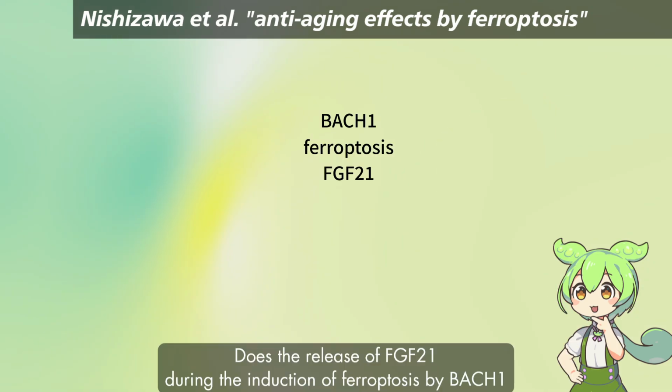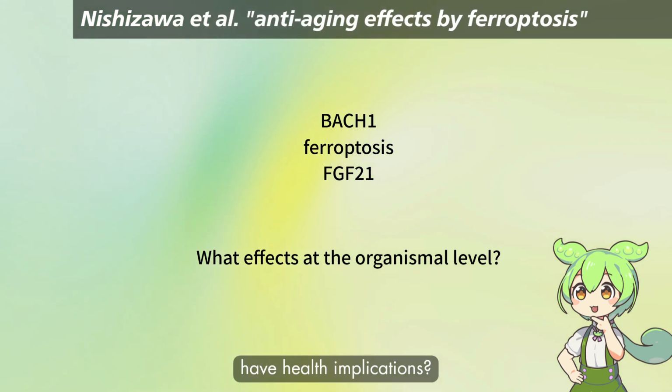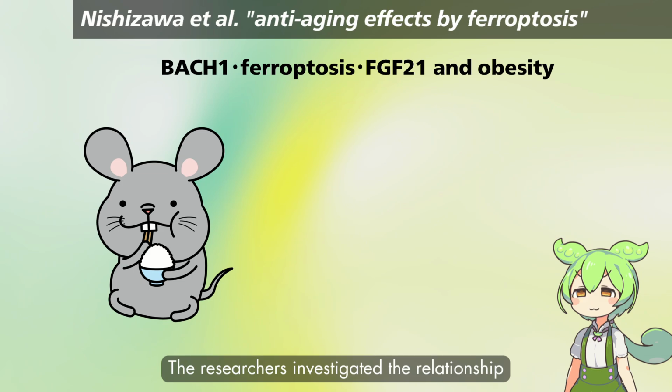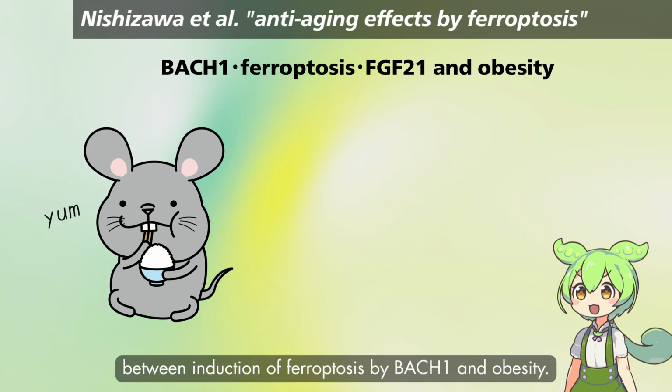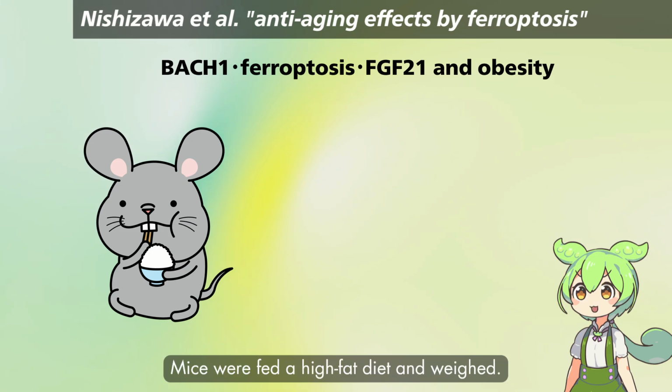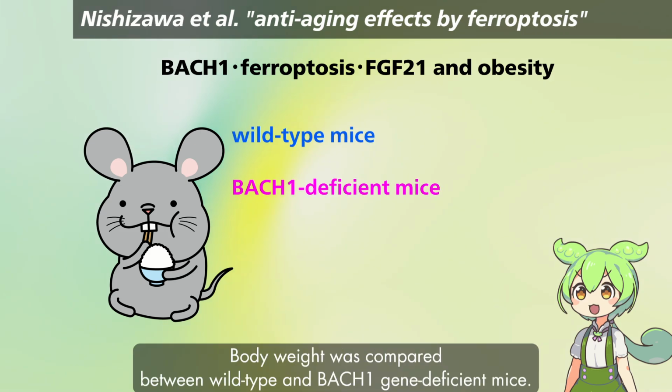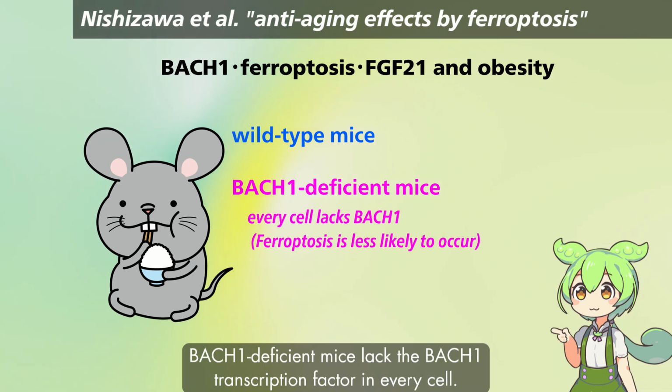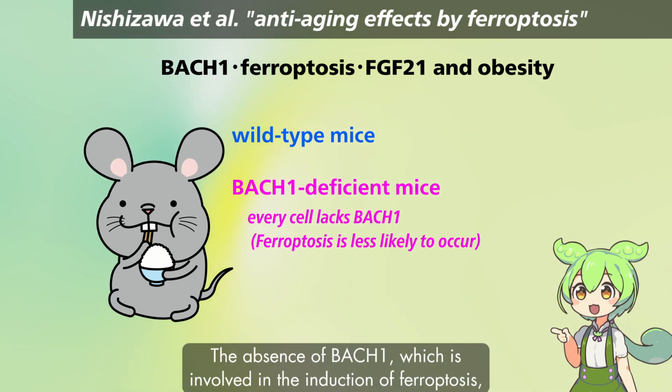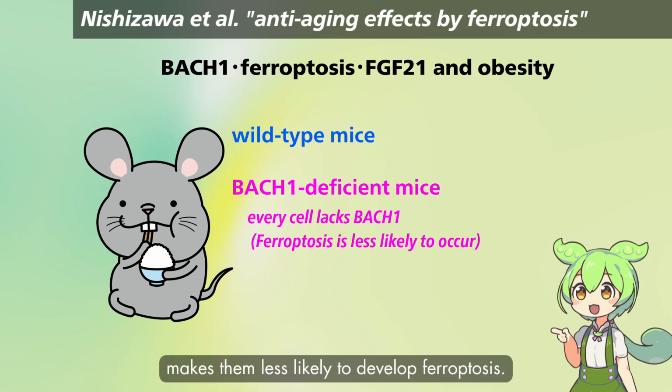Does the release of FGF21 during the induction of ferroptosis by BACH1 have health implications? The researchers investigated the relationship between induction of ferroptosis by BACH1 and obesity. Mice are fed a high-fat diet and weighed. Body weight was compared between wild-type and BACH1 gene-deficient mice. BACH1 deficient mice lack the BACH1 transcription factor in every cell. The absence of BACH1, which is involved in the induction of ferroptosis, makes them less likely to develop ferroptosis.